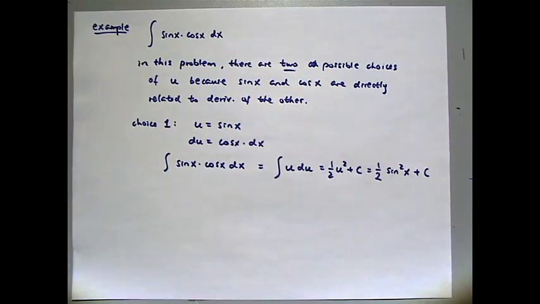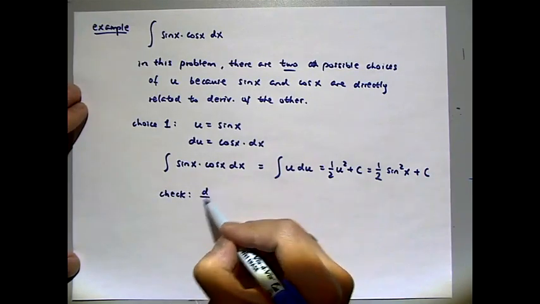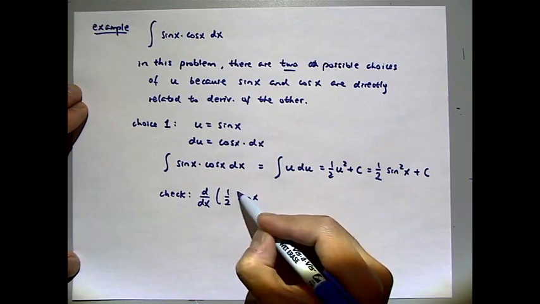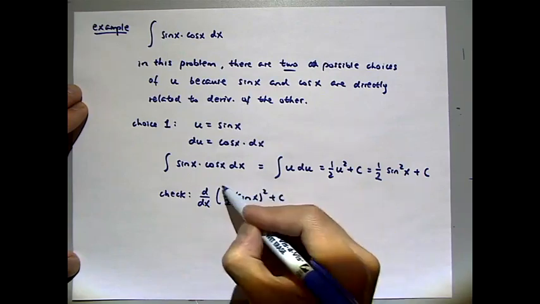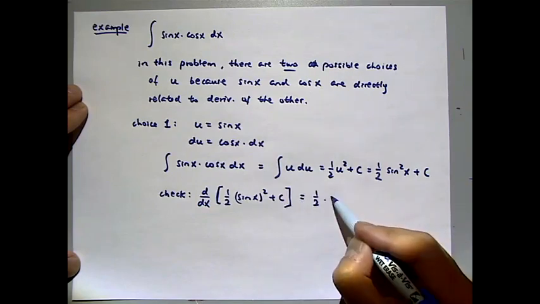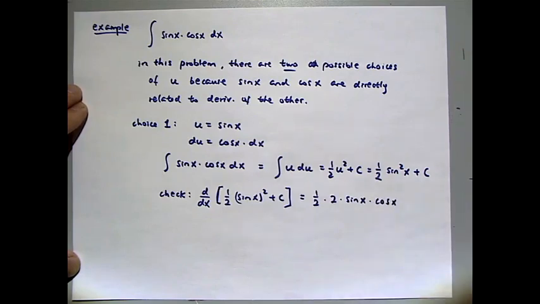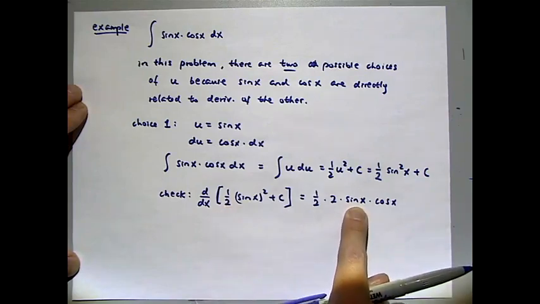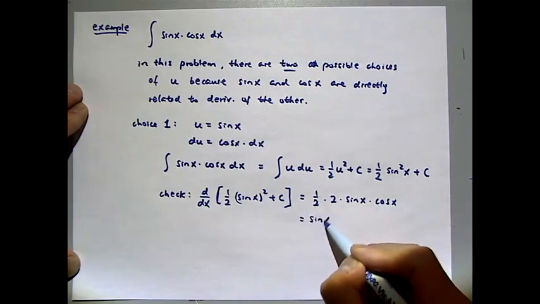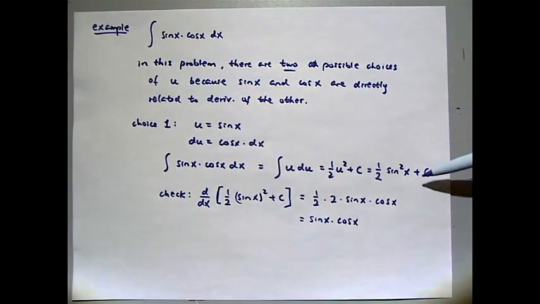Right? And I can always check that I did that correctly by taking the derivative of whatever I just got. So I get 1/2 times 2 times sine times cosine, right? Chain rule. Bring the 2 down, reduce power by 1. Derivative of that thing, cosine. So I get sine cosine, which matches what I integrated. So therefore, I must have gotten this correct. That's the right answer.